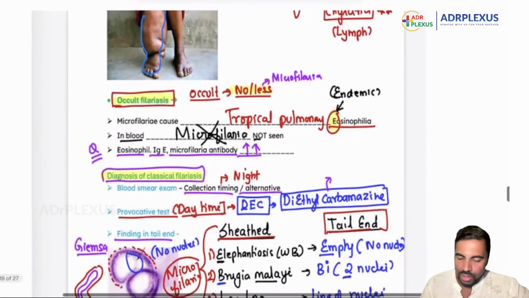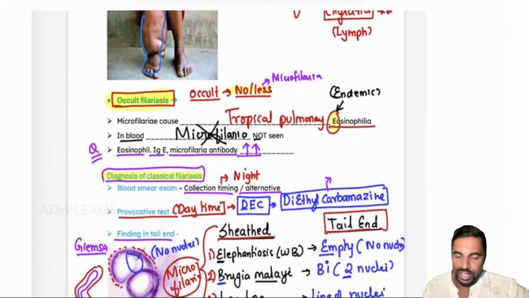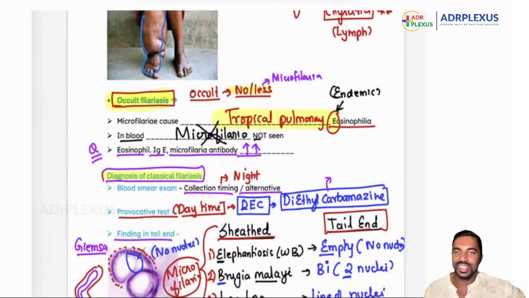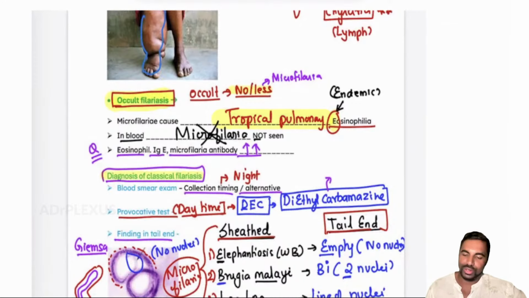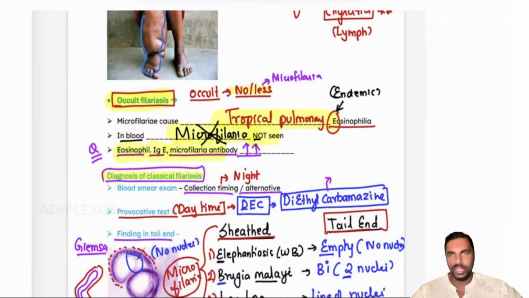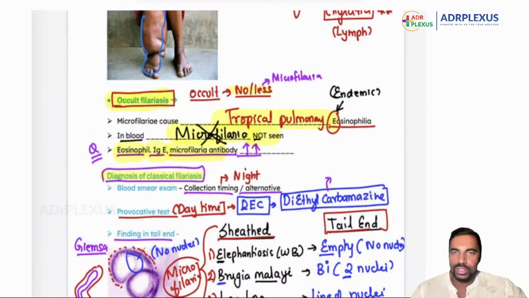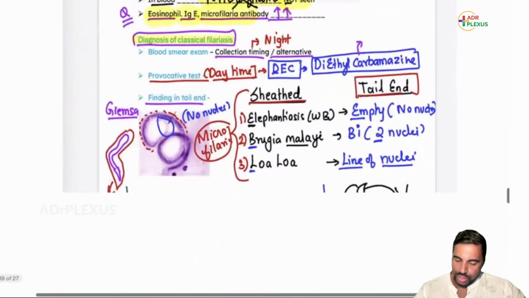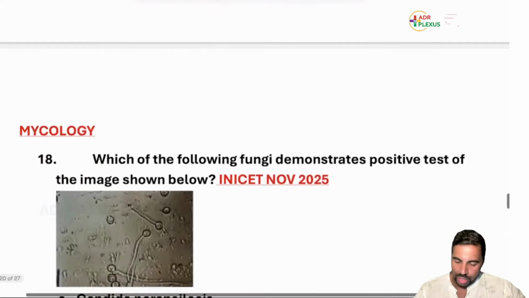In the elephantiasis topic, it's mentioned very clearly: occult filariasis, other name is tropical pulmonary eosinophilia. I gave clues: E for elephantiasis, E for eosinophilia, to remember. There is no microfilaria in the peripheral blood, but your IgE antifilarial antibody will increase. Even if lung wasn't mentioned, the other name itself, tropical pulmonary eosinophilia, is the clue. So it is lungs. Finished. Now that question is done.